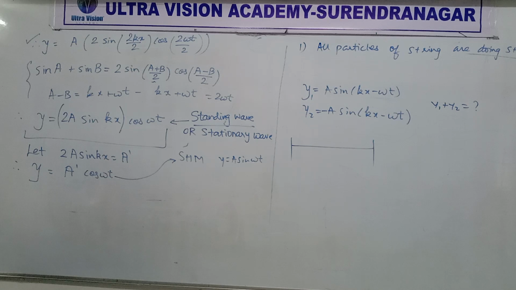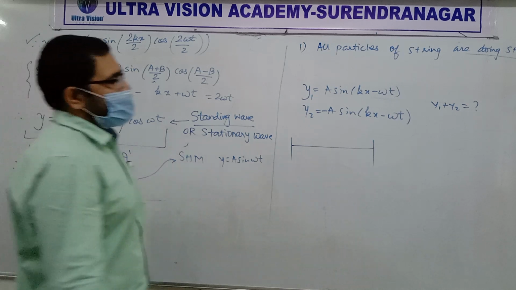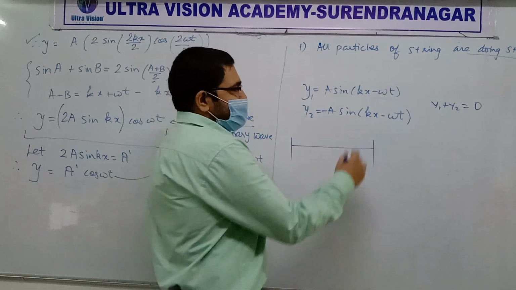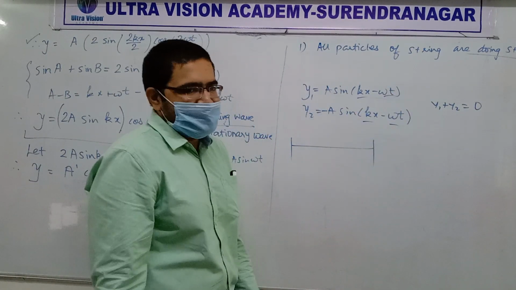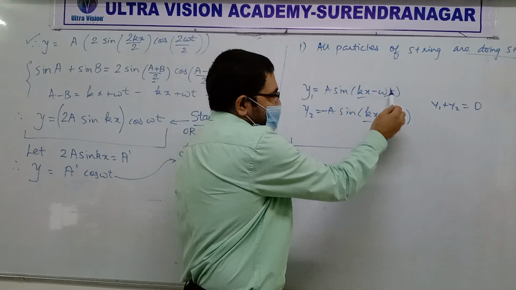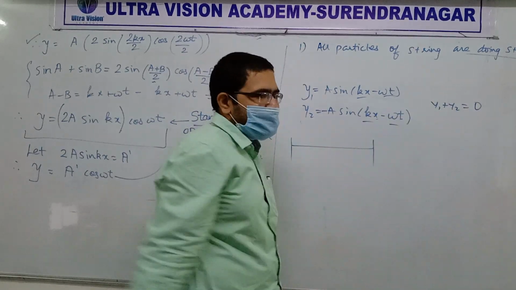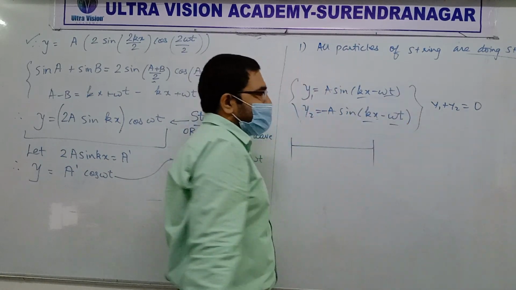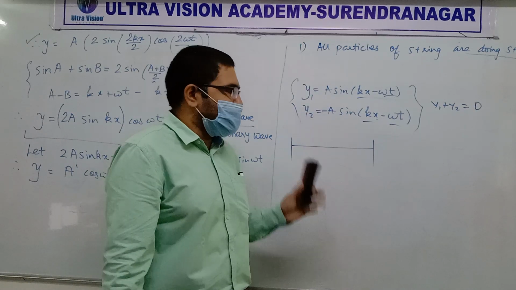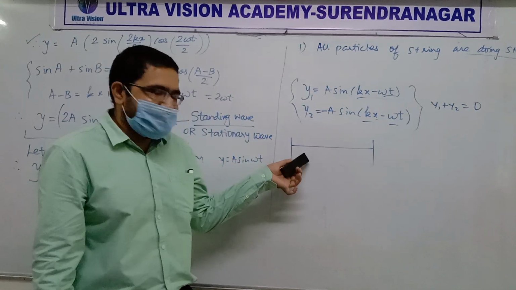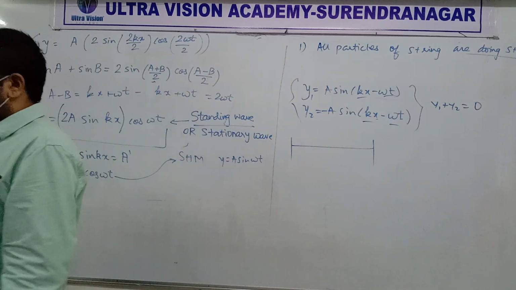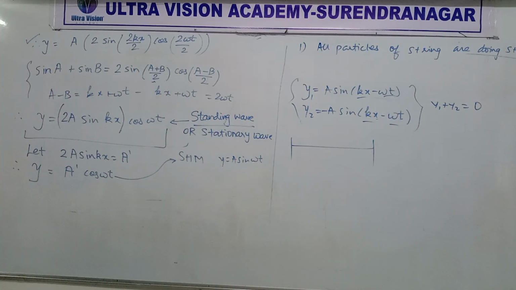Of course, 0, not just at one point. You understand what I am saying? 0 at every point. You can put any value of x, any value of t, and y1 plus y2 will always be 0. That is called cancelled waves. So what will happen if there are two such waves going on the same string? That is what is called cancelled waves.